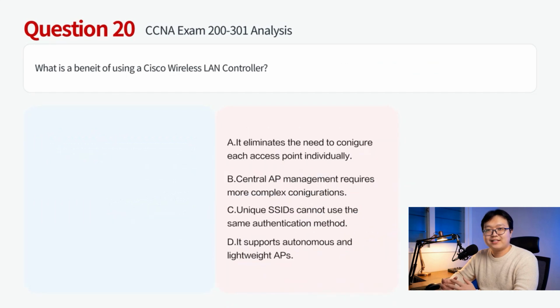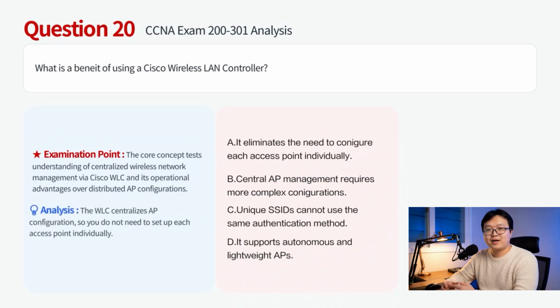A Cisco Wireless LAN Controller, WLC, provides centralized management for all connected access points. This eliminates the need to configure each AP individually, reducing administrative overhead and ensuring consistent settings across the network. Therefore, this question chooses A.